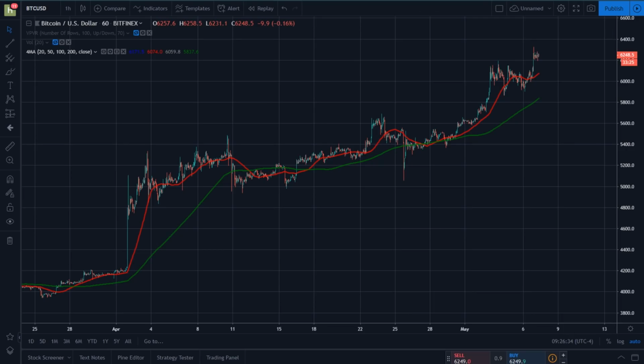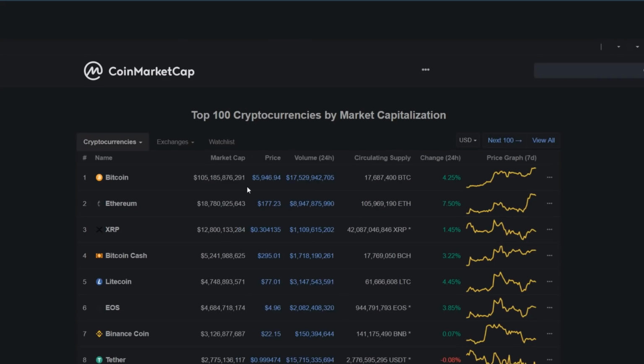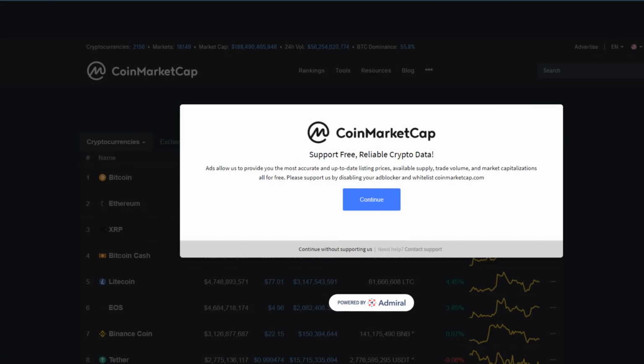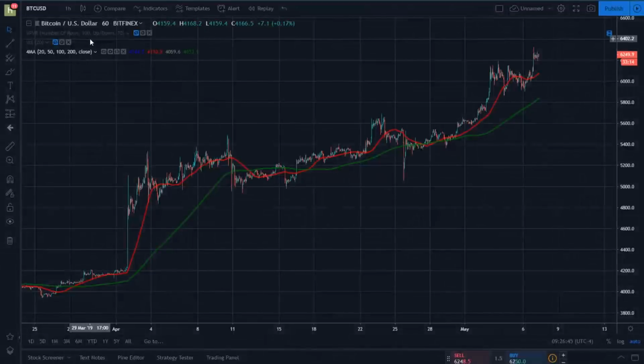And if we were to go look at CoinMarketCap here for a second, I'll go ahead and bring it up. What we're going to find is that Bitcoin is trading right below $6,000, very close to being above $6,000, and if Bitcoin does in fact break that, that's going to be a very big deal.